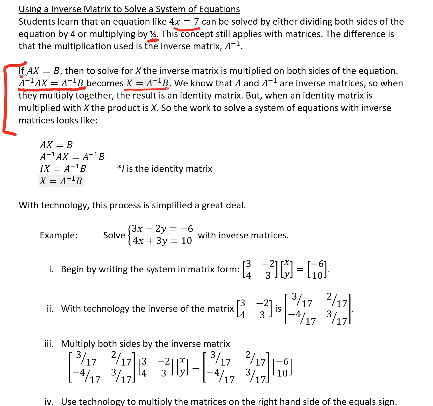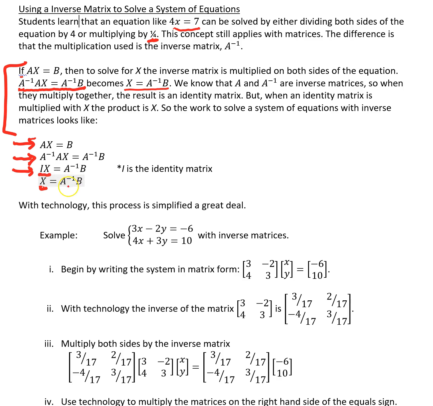And it becomes that because we know A and A inverse are inverse matrices. So when they multiply together, the result is an identity matrix. Let's come down below where we can see that a little more in action. If I start with A times X equals B, and I multiply both sides of the equation by the inverse matrix of A, then the inverse matrix of A multiplied with A becomes the identity matrix. And we know the identity matrix, when multiplied with any matrix of the appropriate size, just gives us back that matrix that we multiplied by.